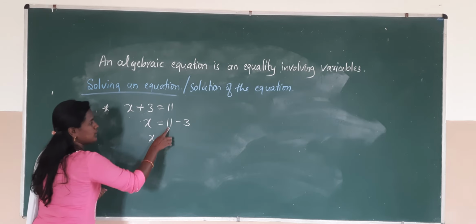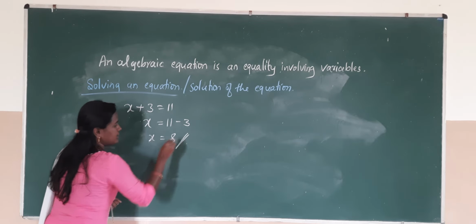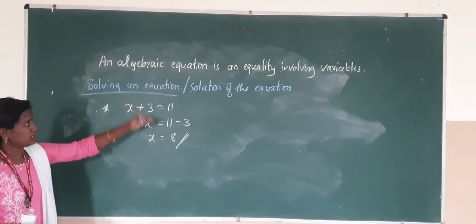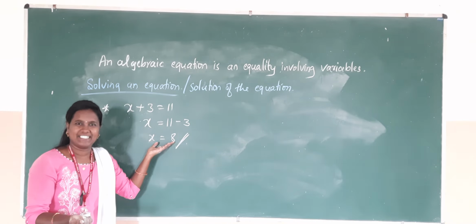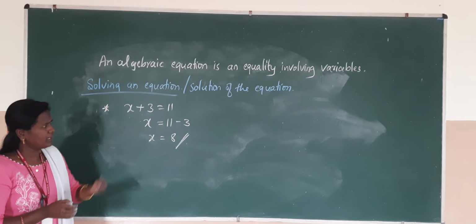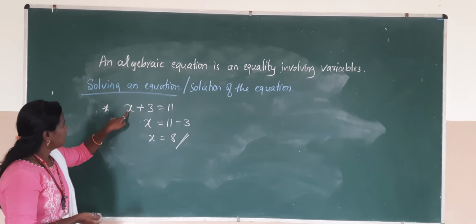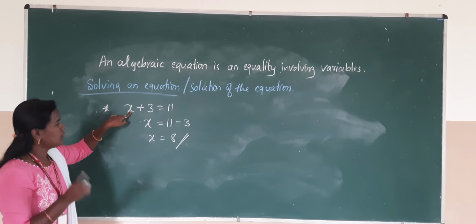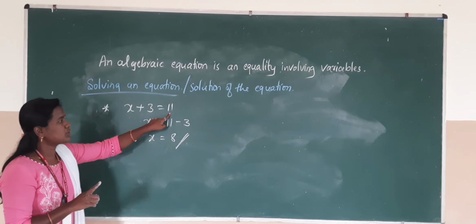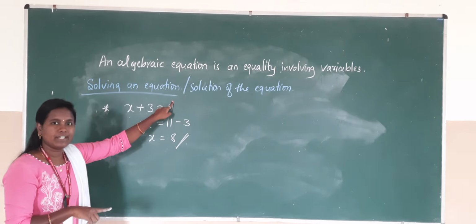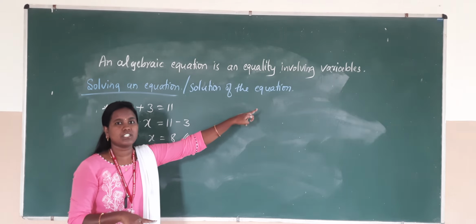So x is equal to 11 minus 3, which is 8. Then what is the solution of the equation? The solution of the equation is 8. Yes. How to verify this? It's easy. x plus 3 is there. What is the value of x now? The value of x is 8. So 8 plus 3 is equal to 11. 11 is equal to 11. Therefore, 8 is the solution of the equation.